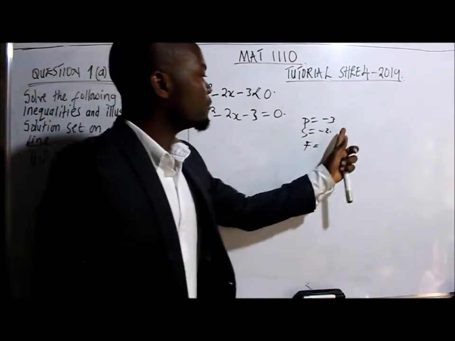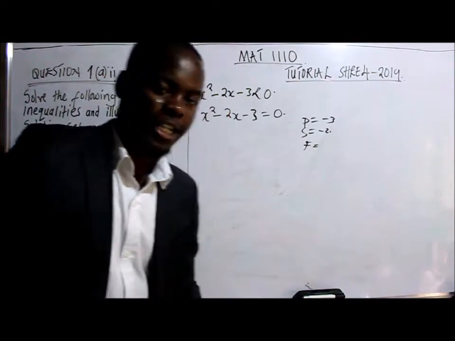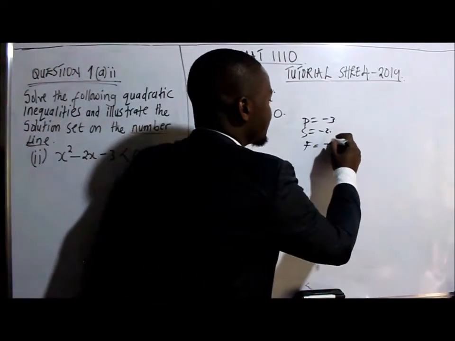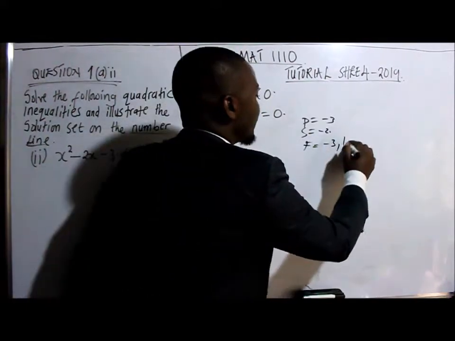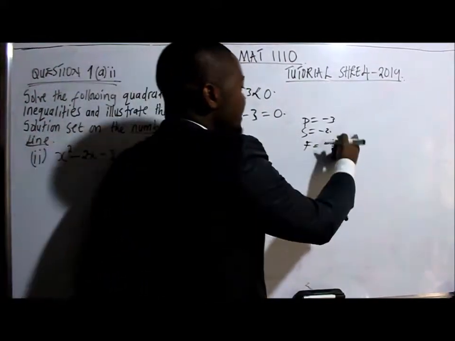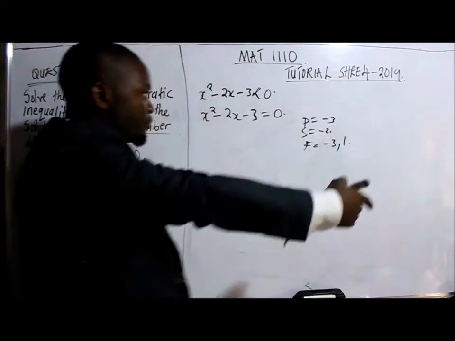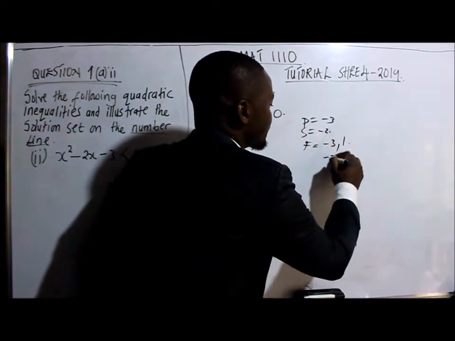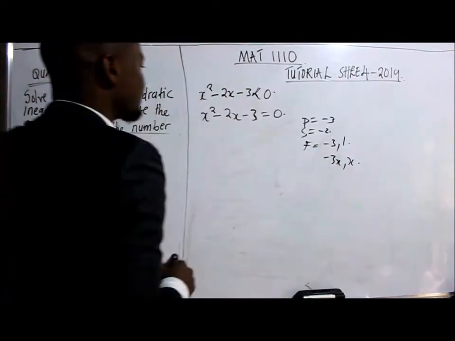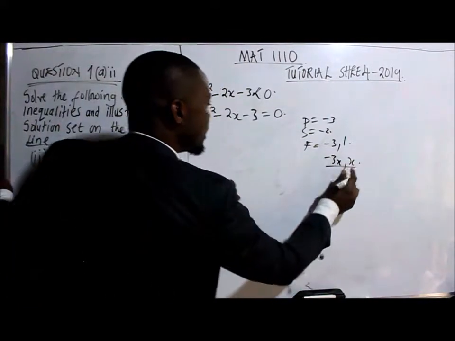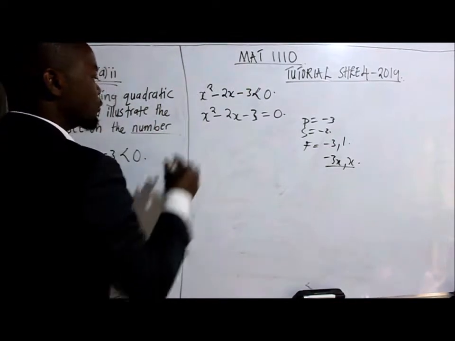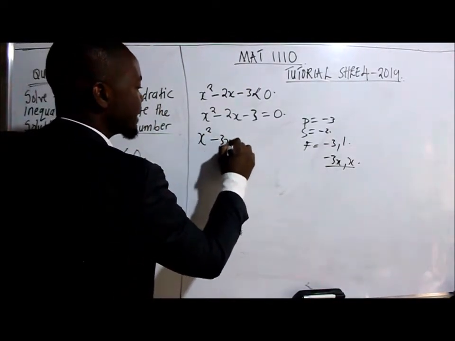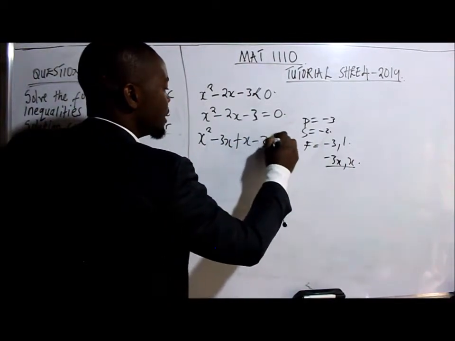So, from what I've explained, what can be our factors? Very simple, right? We are going to have negative 3 and 1 as our factors. And then we must express them in terms of the variable, so we have negative 3x and x. I'm going to replace negative 2x with these two terms, so we have x squared minus 3x plus x minus 3 is equal to 0.